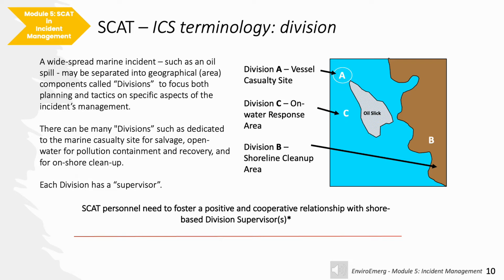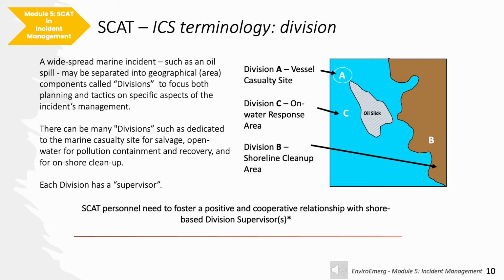For SCAT members, the interface with shore-based divisions and their supervisor requires a very positive and cooperative relationship. That is because the division supervisor is essentially the meat in the sandwich between the workforce personnel with the hands-on tools actually treating shorelines and those within the incident management team back at the incident command post. One can always spot a division supervisor as they will be wearing field clothing, looking somewhat haggard and overwhelmed with lots of people working around them.